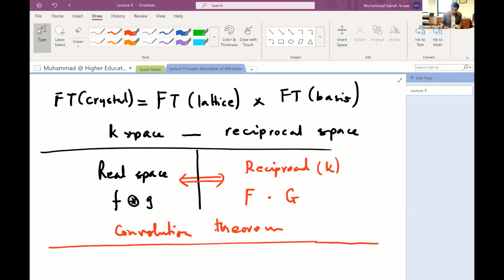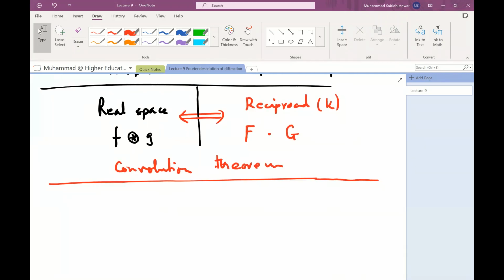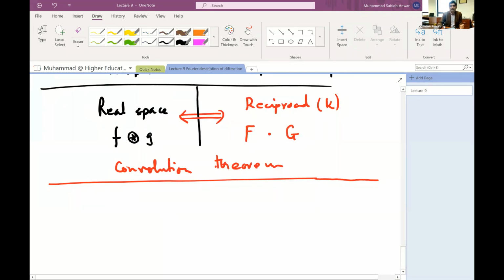So I don't want to go into the proof for the convolution theorem, but sometimes it's easier to do multiplications. So one would prefer working in the Fourier space. So let me just now try to find out the Fourier transform of the lattice and the basis, and then I will connect it with diffraction. So let's first talk about the Fourier transform of the lattice.